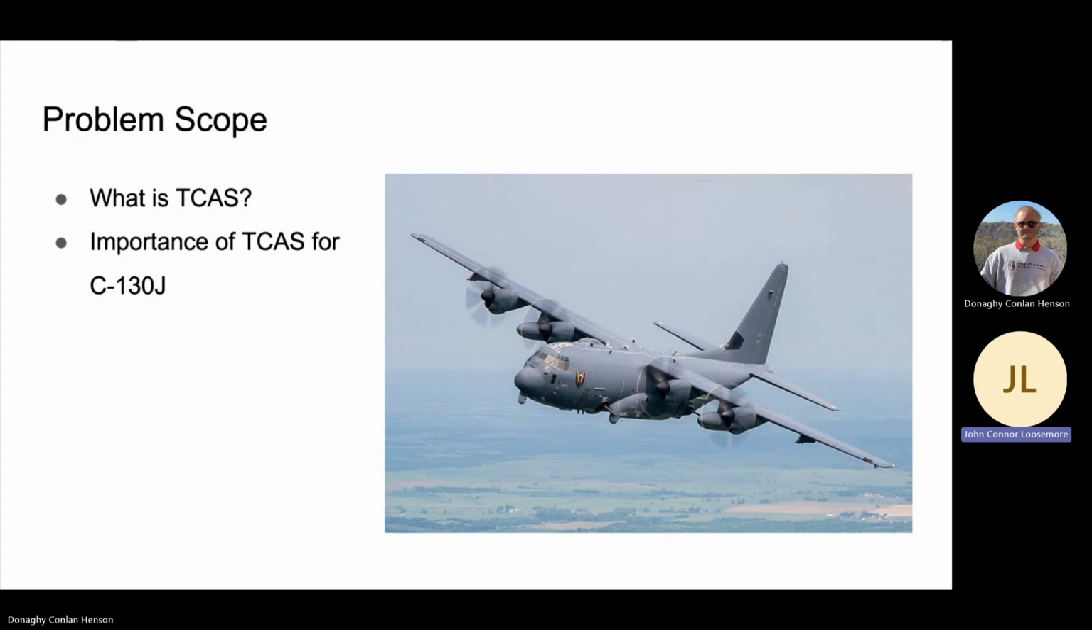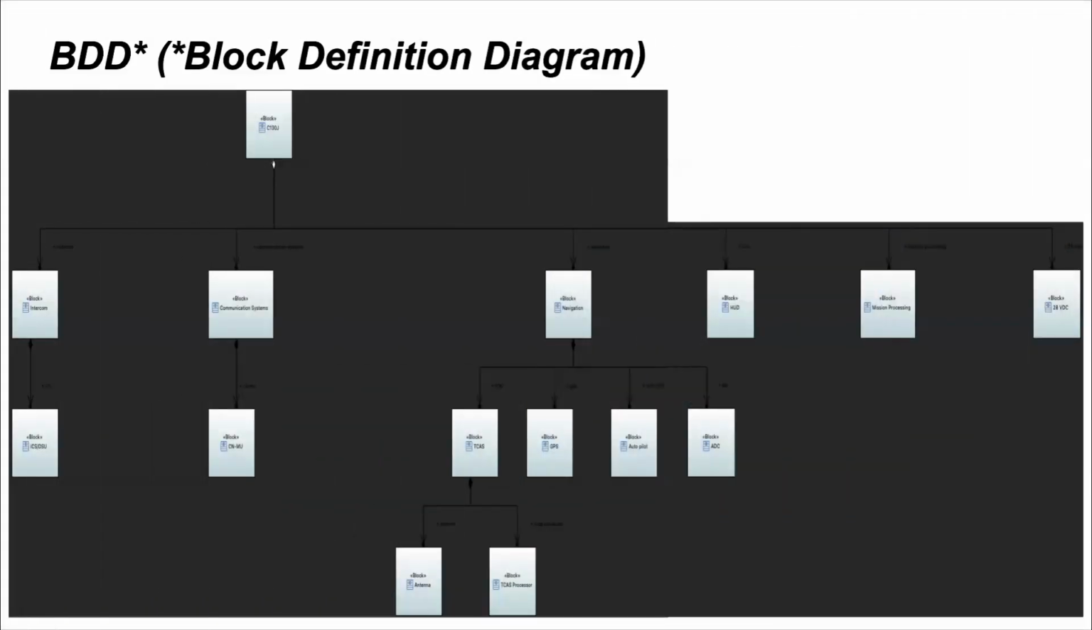So our project is to specifically construct a model of a TCAS system using model-based systems engineering tools. Here we have the block definition diagram. It's the highest overview of what we have in Papyrus. It starts at the C130J node and descends in decreasing order, with everything feeding into each other.